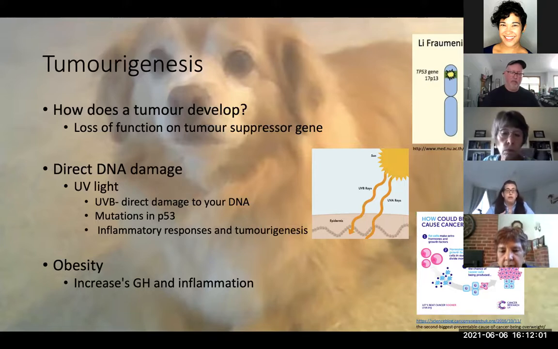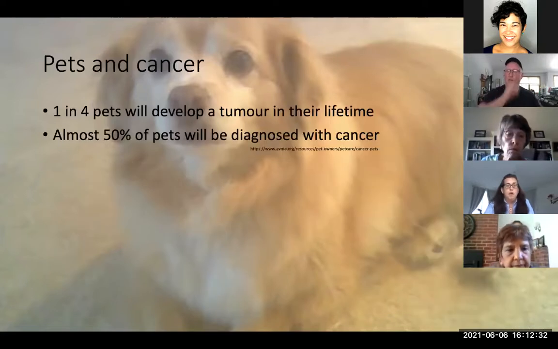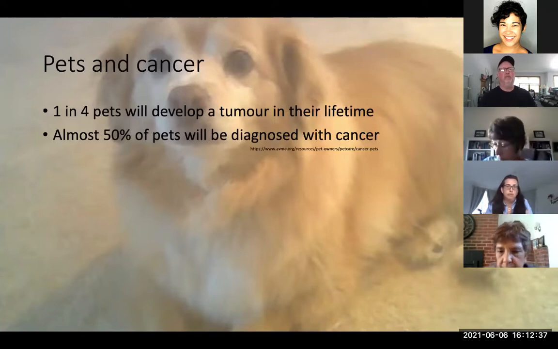And the last thing, just to explain how it's multifactorial, is that obesity can cause an increase in growth hormone and inflammation. And so this inflammation will lead to development of tumors. We know that people who are obese at a younger age will have that stimulation of growth hormone through their life, and then potentially are at a higher risk for developing certain tumors later on. So just to give a little bit of understanding of how complex development of tumors is.